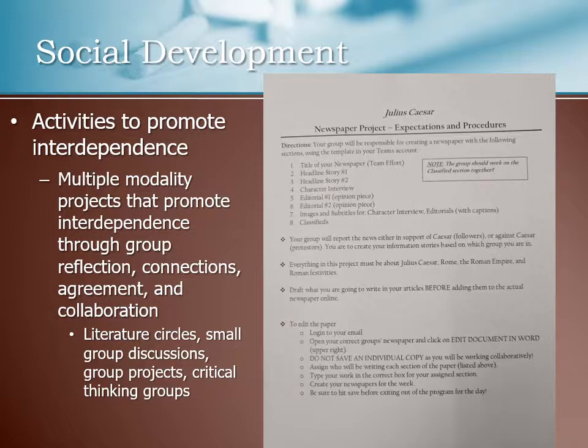on the side is one example from a Julius Caesar unit where the students had to get into groups based on whether or not they were for Julius Caesar or against Julius Caesar. So not only did they have to pick a political side, but then they had to collaborate and agree upon aspects of the newspaper to create one cohesive element, such as the title, headline stories, character interviews, opinion pieces, as well as coming up with collaborative images for the character interviews and the rest of the articles and the classified section.